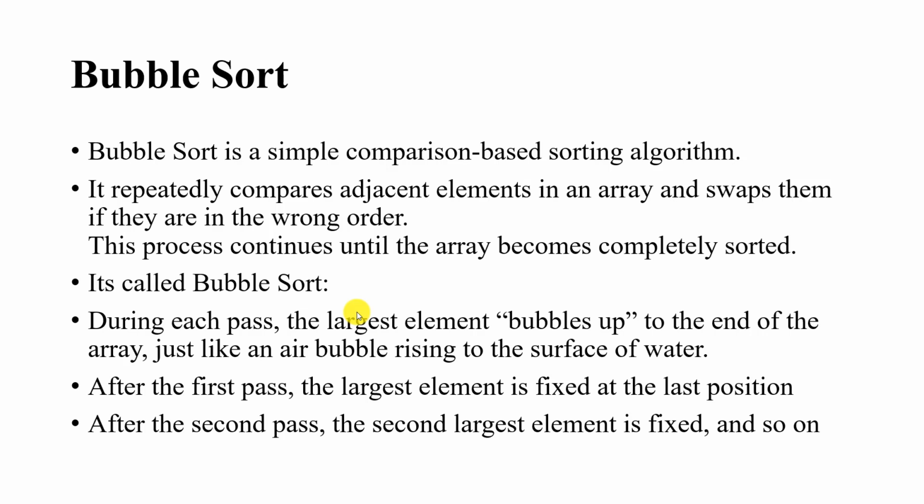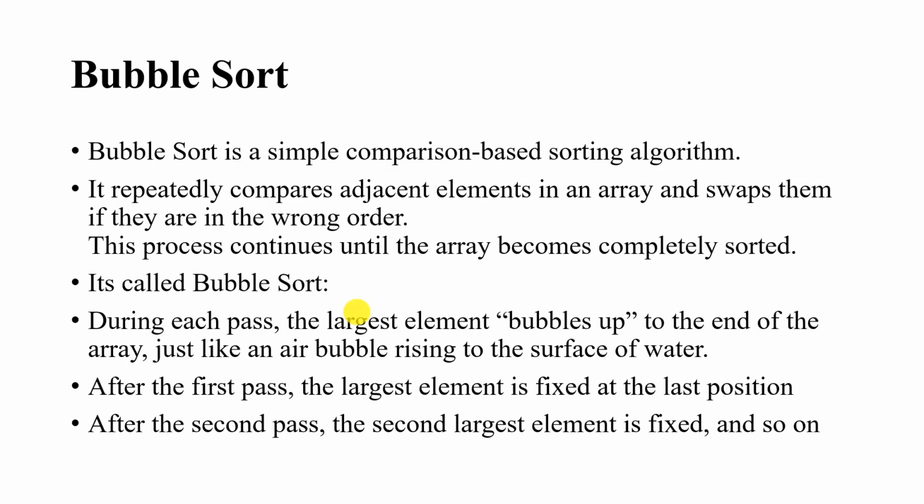So it repeatedly compares adjacent elements in an array and swaps them if they are in the wrong order. It will scan from left to right of the array. It will take the first two elements. If the first two elements are not in the correct order, I mean to say they are jumbled, it will swap. The bubble sort will swap those elements. That is the meaning of bubble sort here.